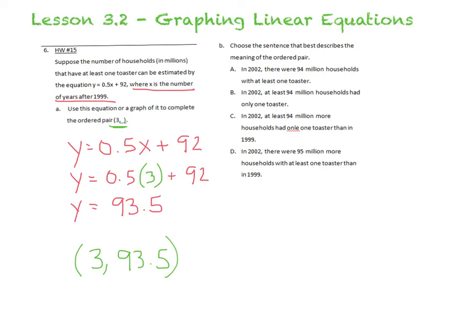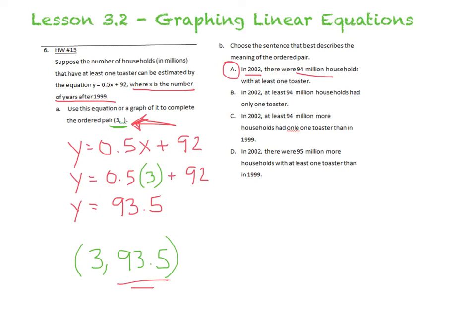The reason why they're saying 2002, because in the problem where I've underlined in red, it says X is the number of years after 1999. So since we use 3, 2002 is 3 years after 99. Since our answer was 93.5, it's fair to say that A is correct because we're talking about year 2002, which is 3 years after that. And since we got 93.5, they're saying 94 million, so it rounds up to that. So in this particular problem, our best choice is B.